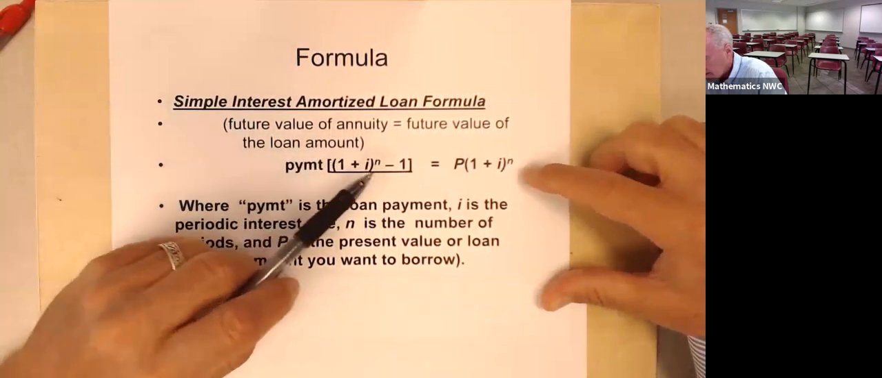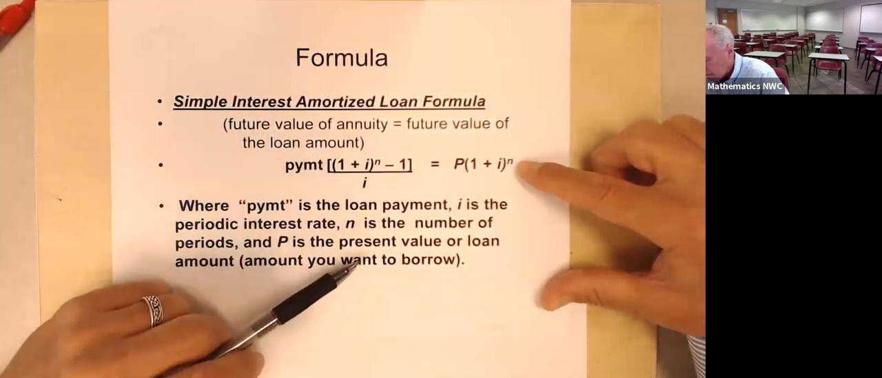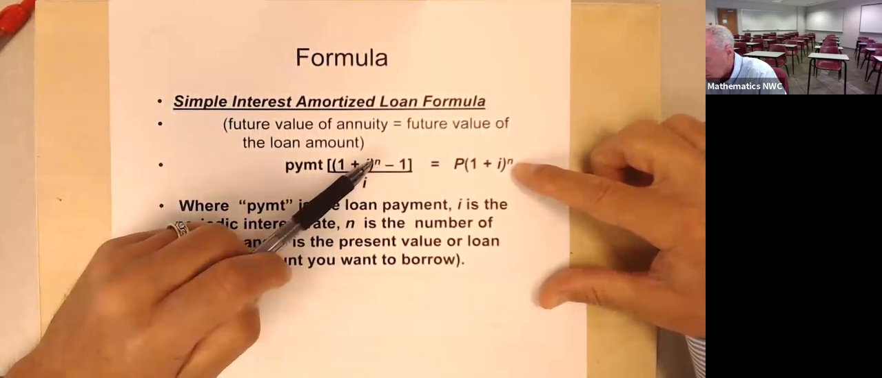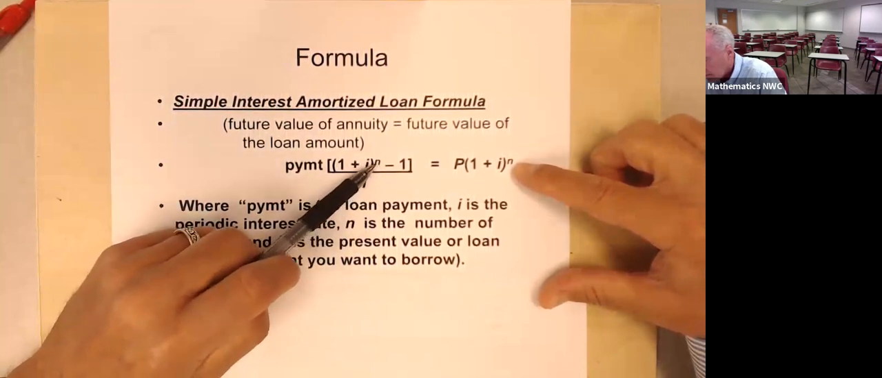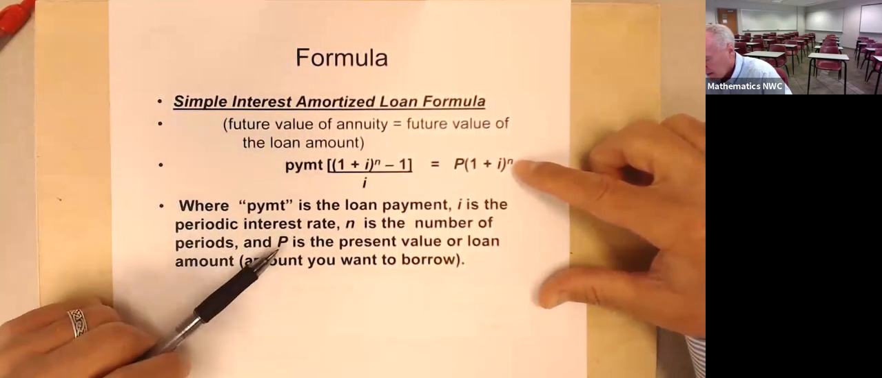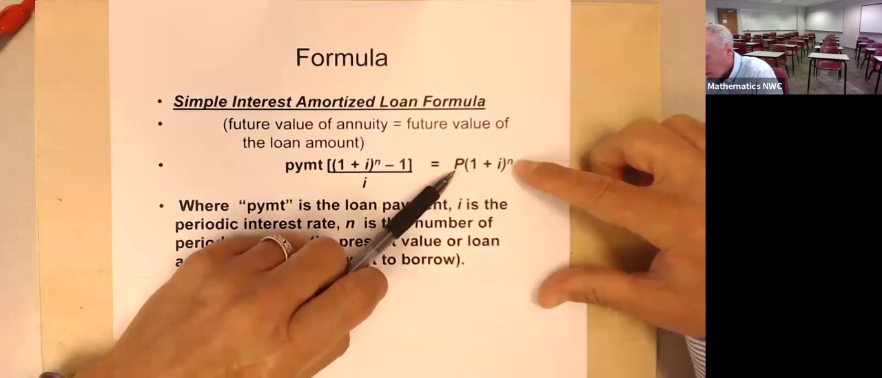N, that's these two N's right here, are both the same. It's the number of payments times the number of years. Number of payments every year times the number of years. So if it's compounded monthly, it's 12 times the number of years. P is the present value or the amount that you want to borrow.